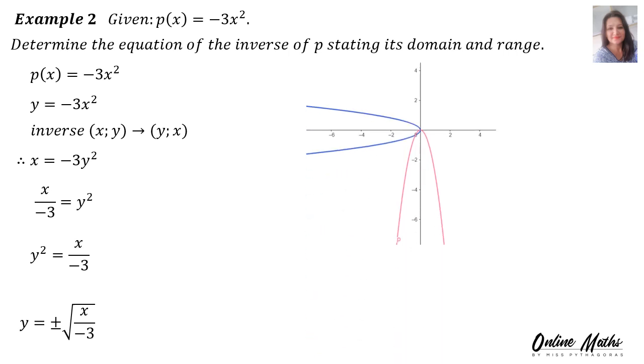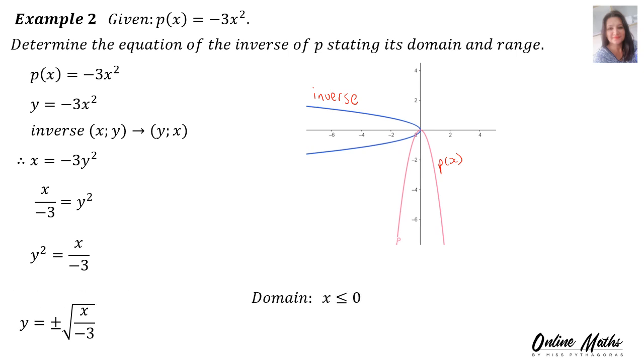And then I made the sketch for you there. The pink graph is the original function p of x, and then the blue one is the inverse. They didn't ask for it here, but I did it for you because I want to show you how I got to the domain and the range.